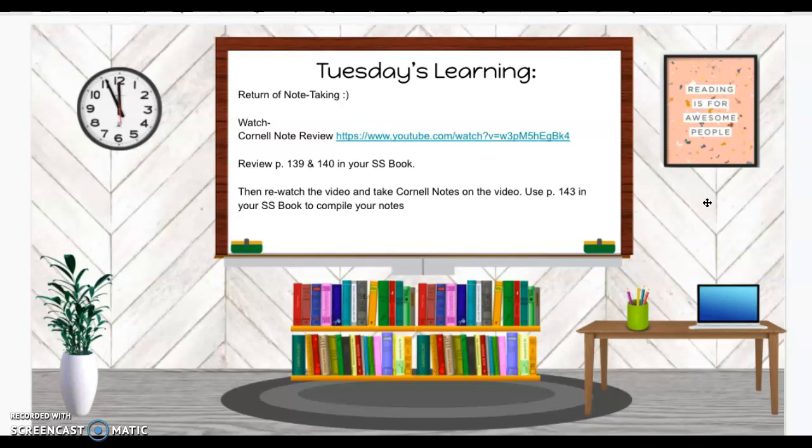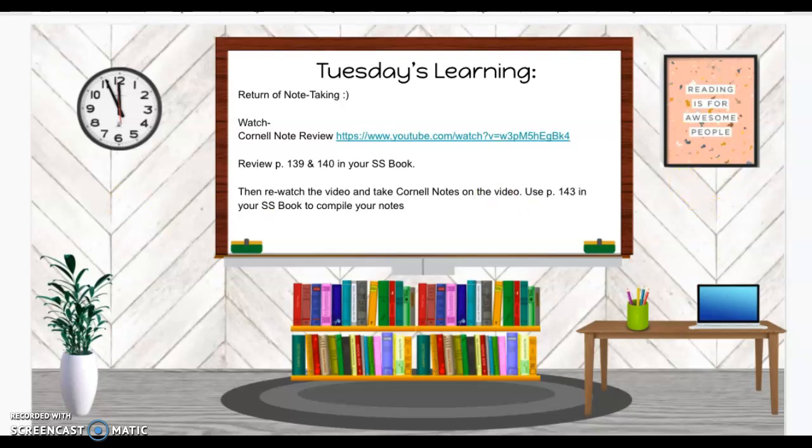You'll have a preview and then you'll go back and take the time to take Cornell notes on this video. You'll find a note-taking sheet on page 143 that's already separated into our 2-column notes with a part at the bottom where you can do your summary and reflect. You may use that and upload that picture, or if you prefer to use a piece of notebook paper, that's totally fine.